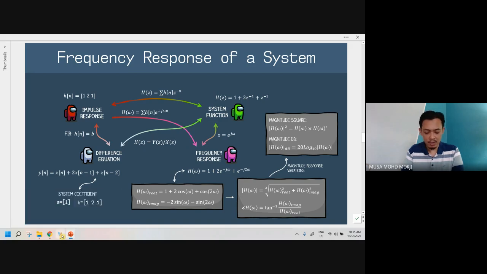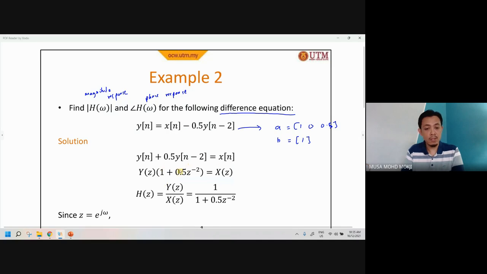Okay, let's go back. So from there, this is why we are finding the system function, H(z). So what is H(z)? We need to convert this into Y(z). This is X(z), and then we know, using the properties of the z-transform, this is actually Y(z) multiplied by z to the power of -2, because this is n minus 2. So this is what we get, and then with some manipulation, a rearrangement of the equation, you get H(z) equals 1 divided by 1 plus 0.5 z to the power of -2.